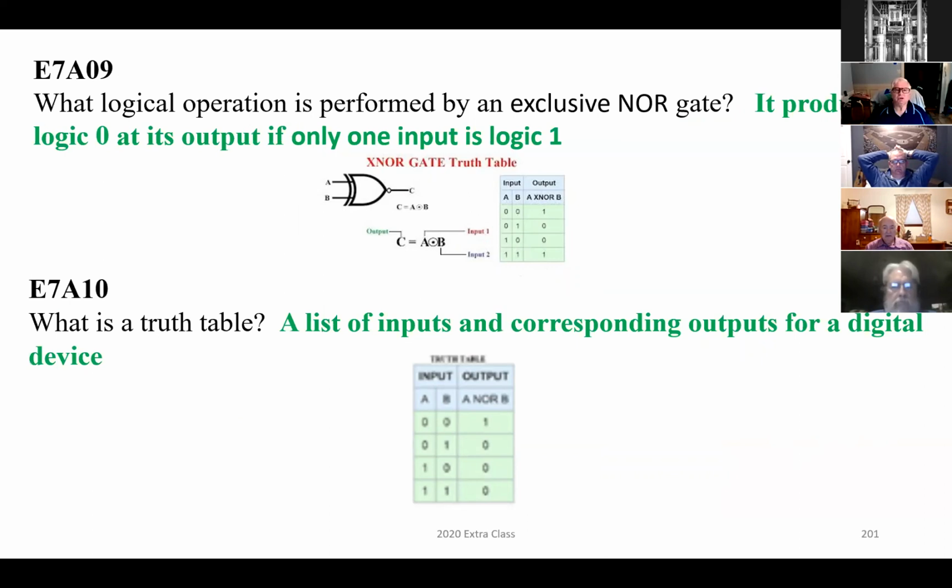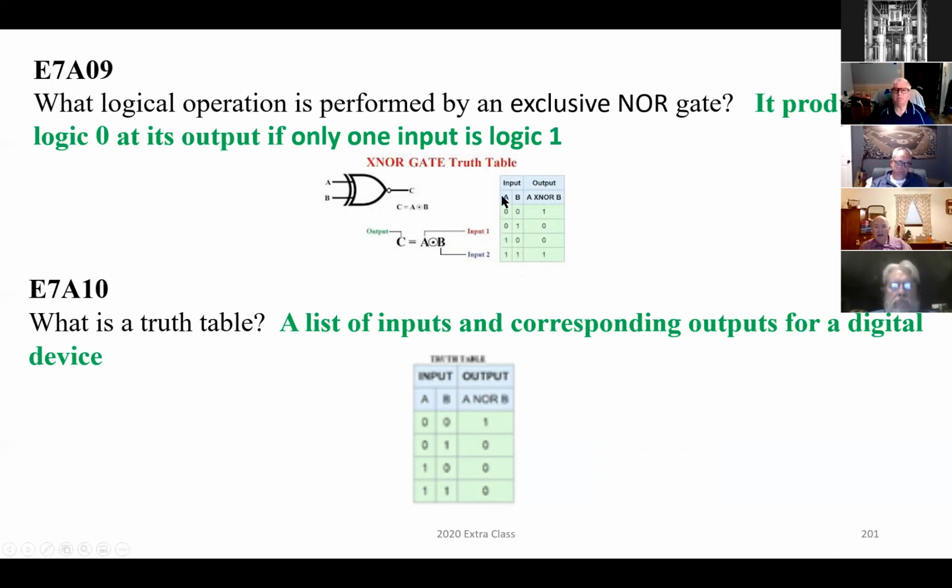Okay, what logical operation is performed by an exclusive NOR gate? It produces logic 0 at its output if only one input is logic 1. And there again is the little symbol diagram for the NOR gate. Is that different than if it was an exclusive NOR gate?